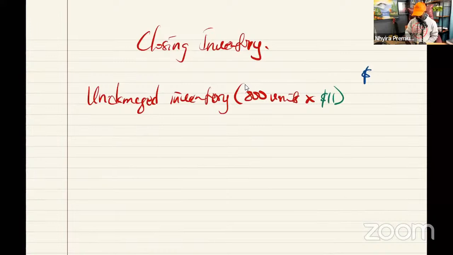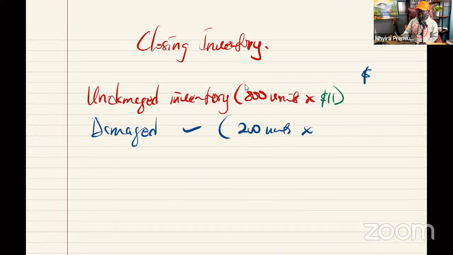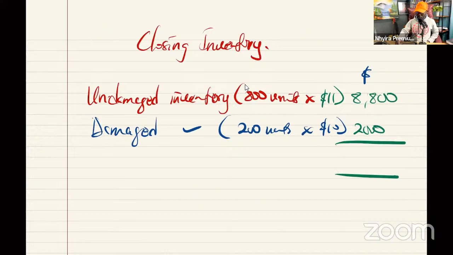Then the damaged inventories, which we repaired, which is the 200 units, will be valued at the net realizable value of 10. So 200 by 10, that is 2,000. Then 800 by 11, that is 8,800. So in total, the closing stock of inventory will be 10,800.